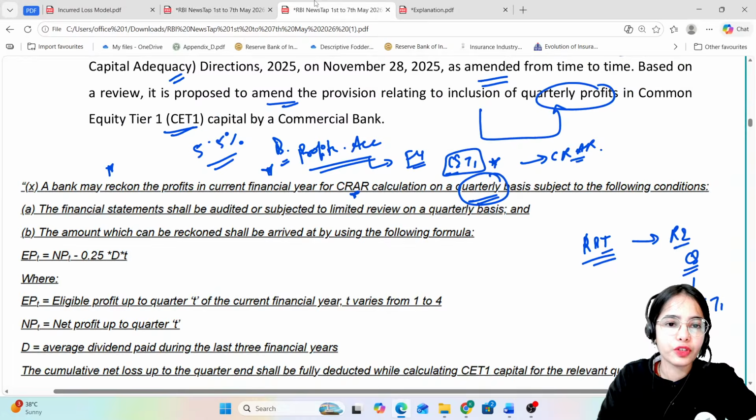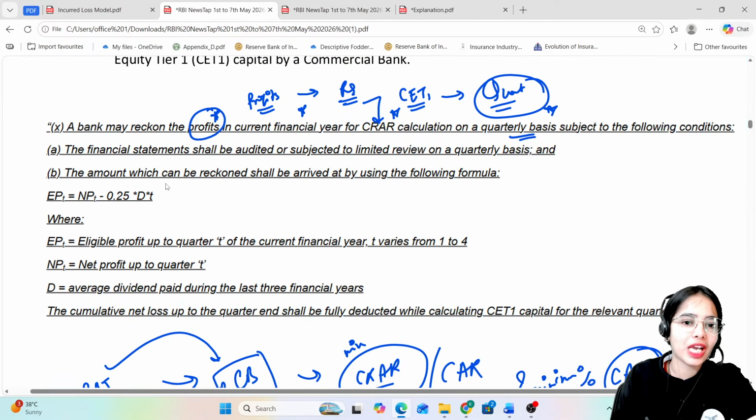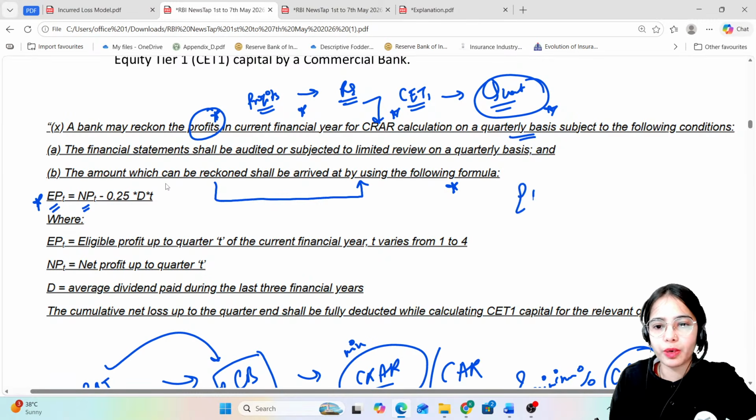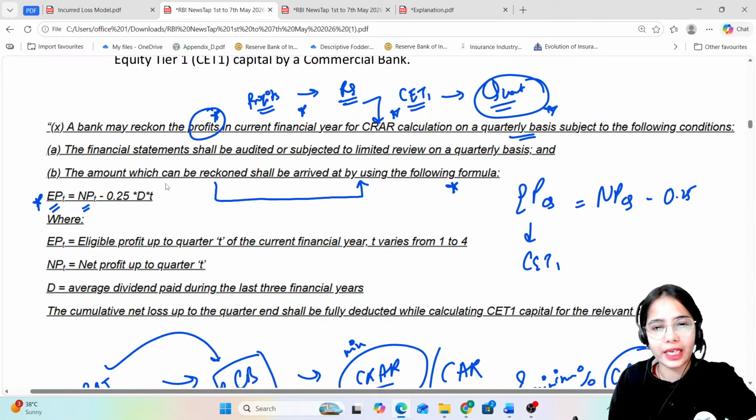Any confusion here? The amount which can be reckoned shall be arrived at by using the following formula. The eligible profit of the quarter that can be added in the common equity tier 1 is equal to the net profit of the quarter minus 0.25 times the average dividend. That is the dividend of the quarter.